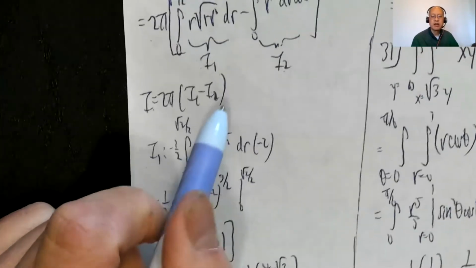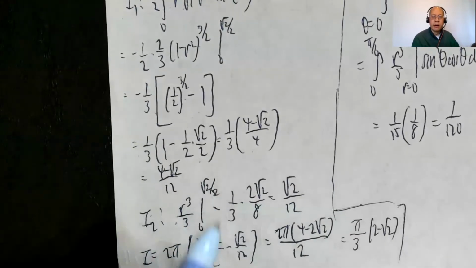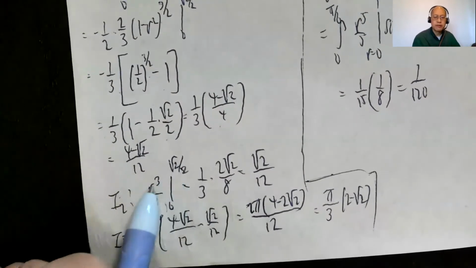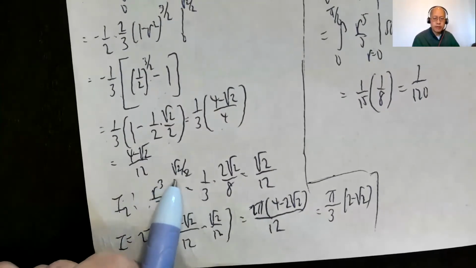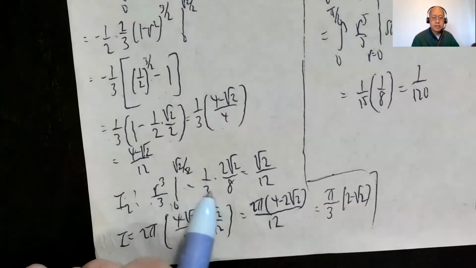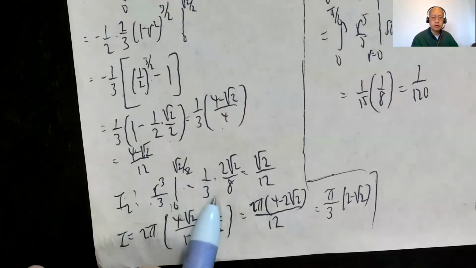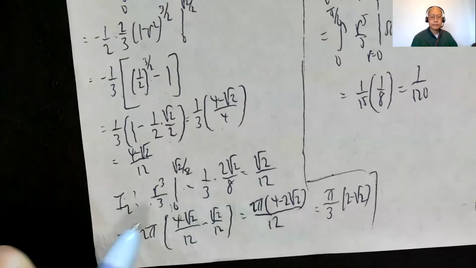I2 is much easier. That's just r cubed over 3. And let's see, plug in 0, you get 0. Plug in radical 2 over 2, you have 1/3 of radical 2 over 2 cubed. 2 cubed is 8. And radical 2 times radical 2 times radical 2 is 2 radical 2 over 8. And that cleans up to be radical 2 over 12.